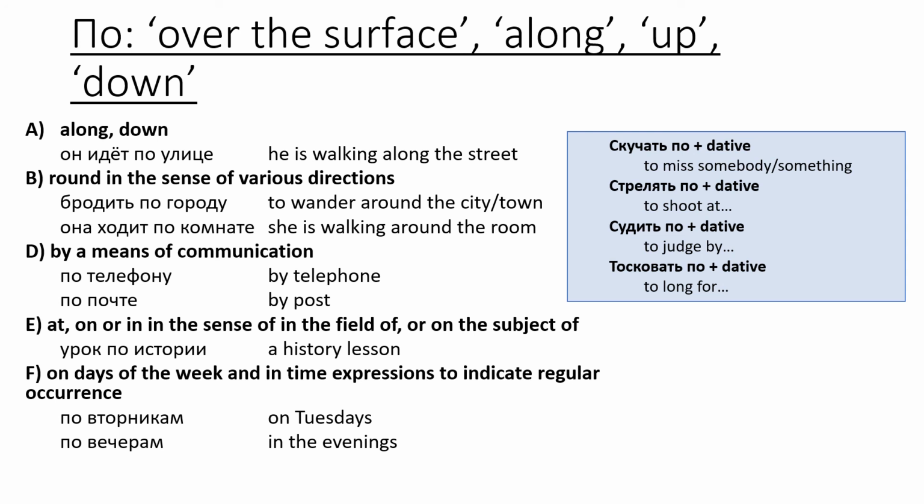Скучать, по, followed by the dative, means to miss somebody or something. Стрелять, по, followed by the dative, means to shoot at. Судить, по, followed by the dative, means to judge by. And тосковать, по, followed by the dative, means to long for or to yearn for.